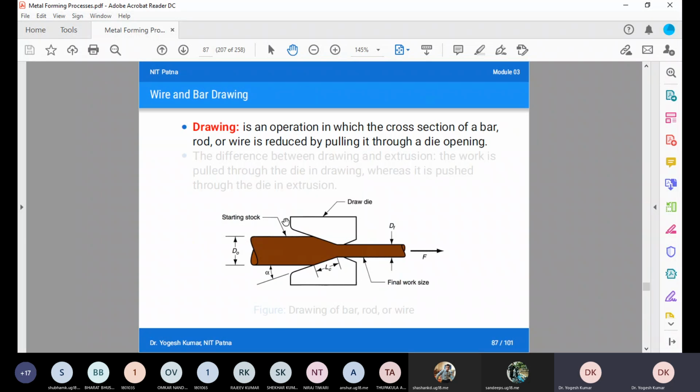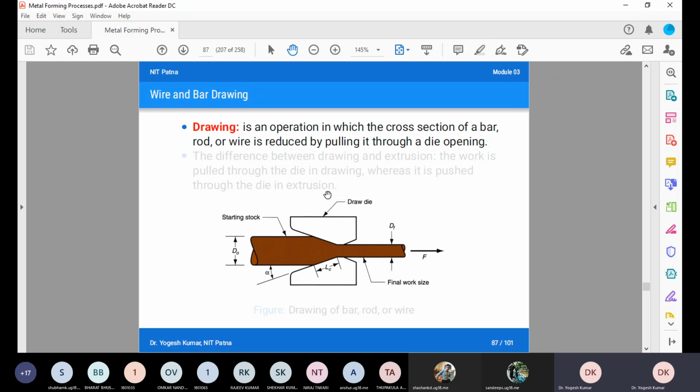If you remember your extrusion processes, there was a reduction in cross-sectional area. Under extrusion processes, what was being done? Your metal block was being forced to pass through a die. But in the case of drawing, the process may look similar to your extrusion process, but it is quite different as far as the forming mechanism is concerned.